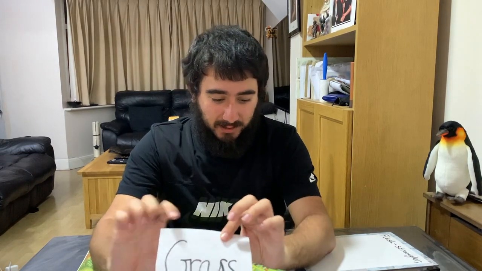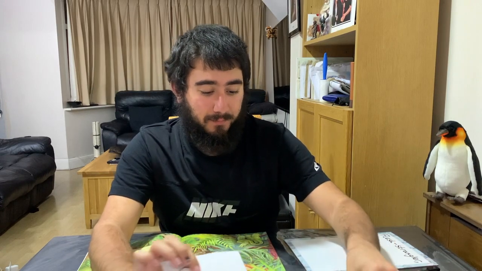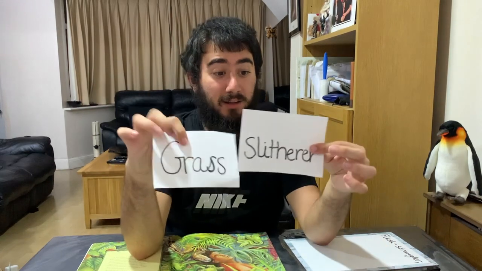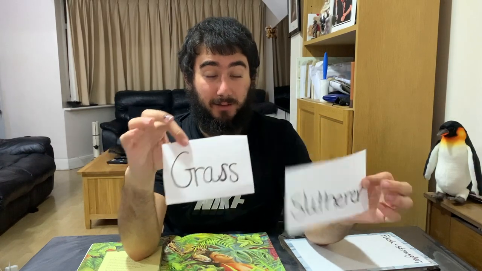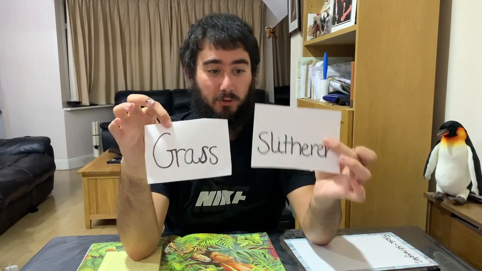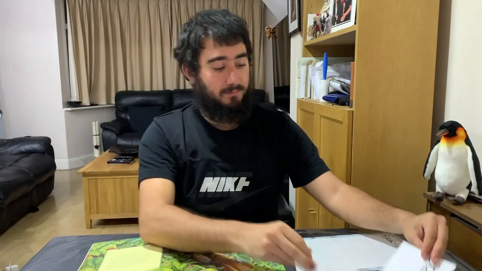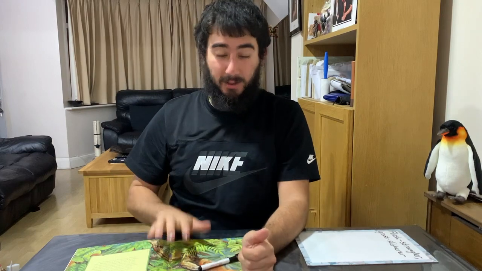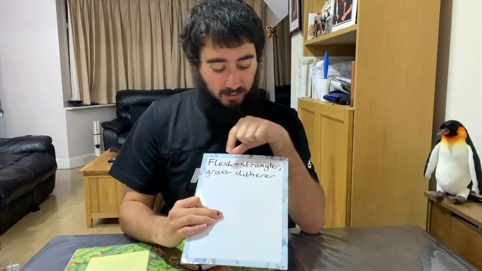So I'm going to keep looking. I've got grass here. I think I can probably find, here we go, grass slitherer, because snakes slither, so I think that's a good way to describe it, and it can be going through the grass. So grass slitherer will be my next one. I'm going to write that down. So far for my boa constrictor, I've got flesh strangler and grass slitherer.